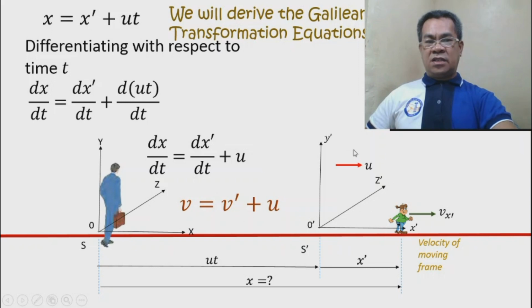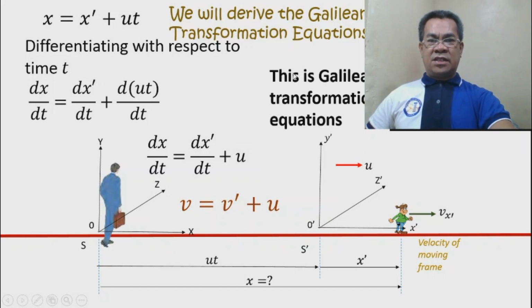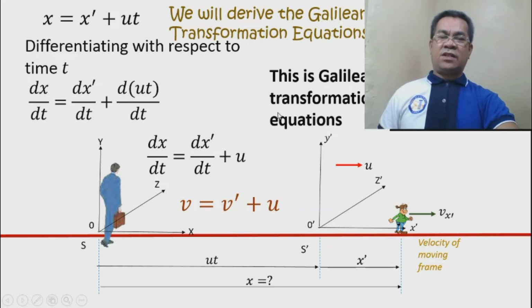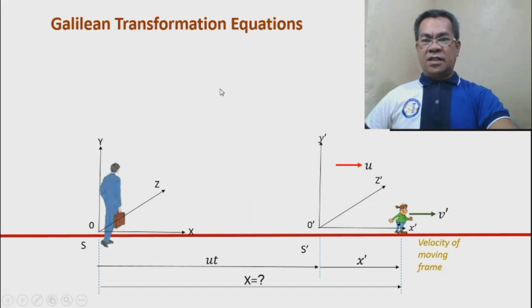Take note that in this motion, we assume that there is no displacement or position with respect to y and z. So the motion is purely along the x-axis. We call these the Galilean transformation equations. So therefore, let us summarize the Galilean transformation.